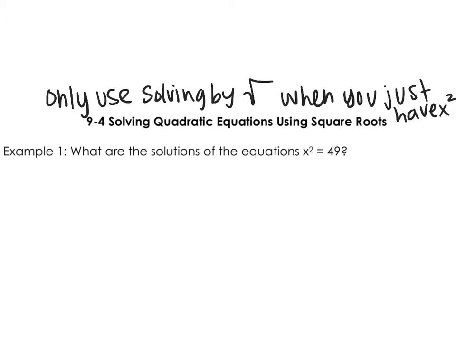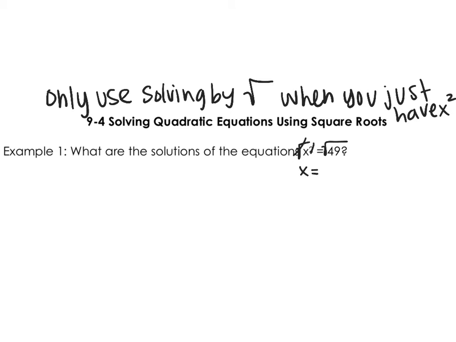X squared equals 49. Now, if I look at this, I have to get x alone. So I have to get rid of that squared. So in order to get rid of a squared, the opposite of that is a square root. So I'm going to take the square root on both sides of my equation. Now, this is going to just cancel out that squared at the top.